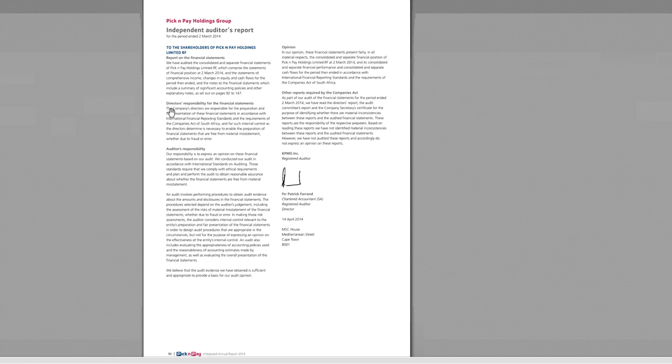Then they also talk about the directors' responsibilities, what the directors had to do, and that the financial statements are their responsibility. So this is what an auditor's report looks like, if you have never seen it.